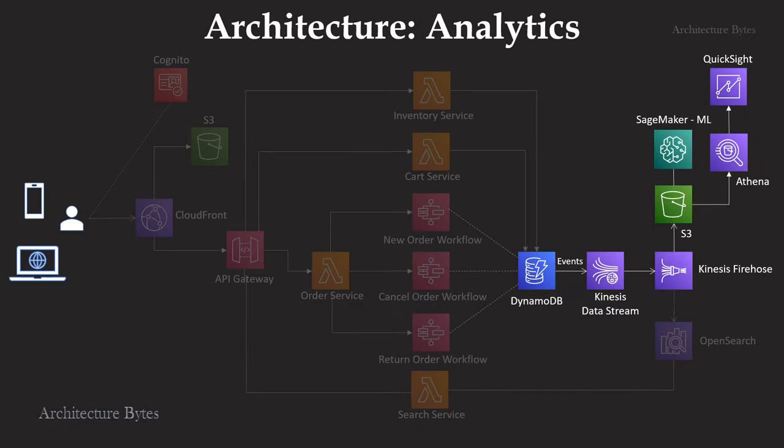Let's see how we can collect and analyze large amounts of data efficiently. You can stream DynamoDB data as events into Kinesis data streams, from where it is fed into Kinesis Firehose, which can then save the data into S3. From here on, you could use Athena to query the S3 data and visualize it in QuickSight, and also use SageMaker for machine learning with this data.